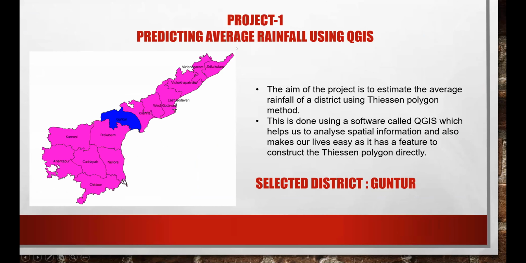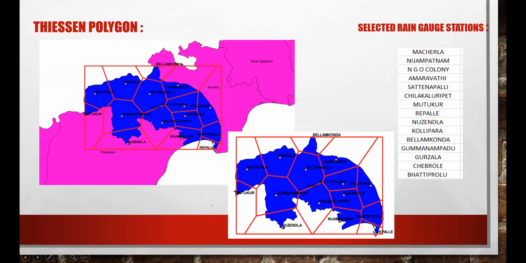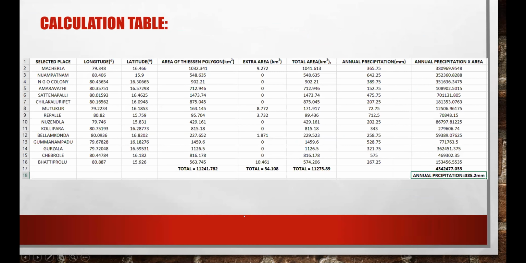Good morning, everyone. The main aim of this project is to estimate the average rainfall of any district using the Thiessen polygon method. I have selected Guntur district for my project. This is the Thiessen polygon which I have got for the location selected, and these are the selected rainfall gauge stations. I selected a total of 14 stations. And then this is the calculation table.